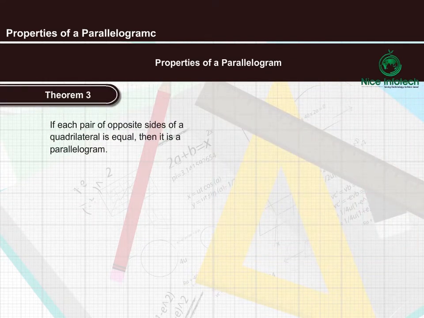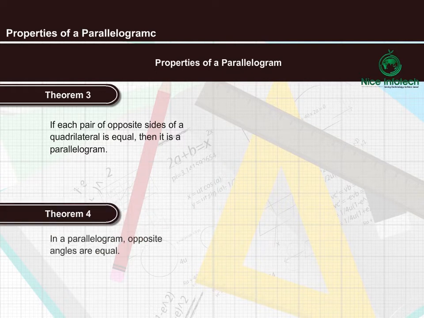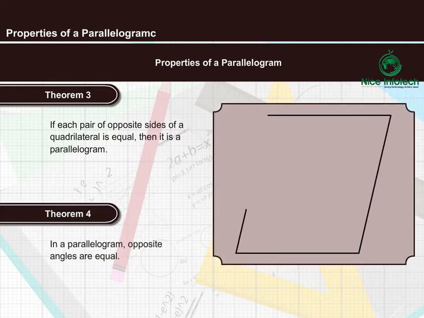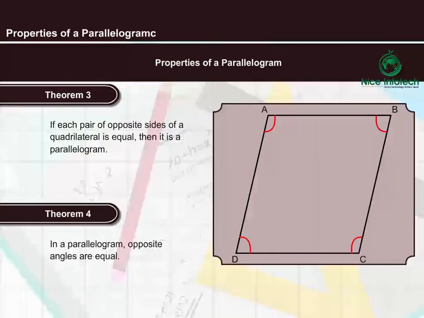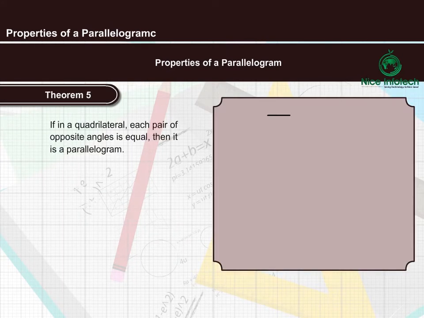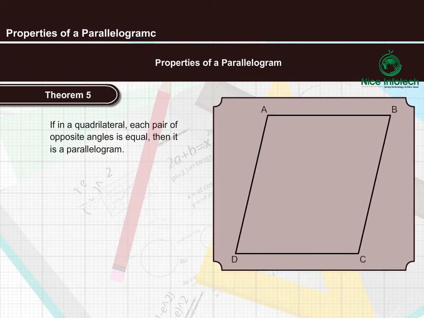Third theorem is stated as, if each pair of opposite sides of a quadrilateral is equal, then it is a parallelogram. Fourth theorem is, in a parallelogram, opposite angles are equal. In the figure, angle A is equal to angle C and angle B is equal to angle D. Fifth theorem says, if in a quadrilateral, each pair of opposite angles is equal, then it is a parallelogram.